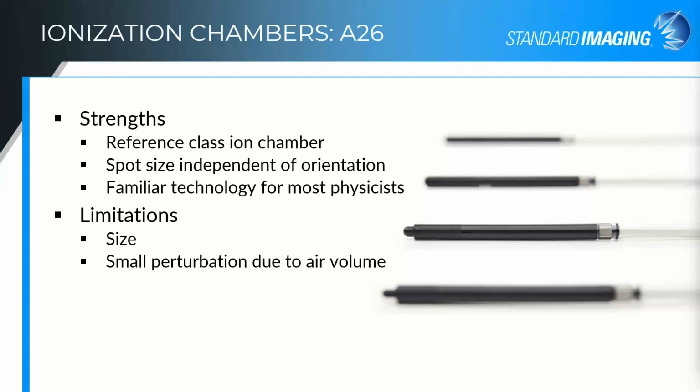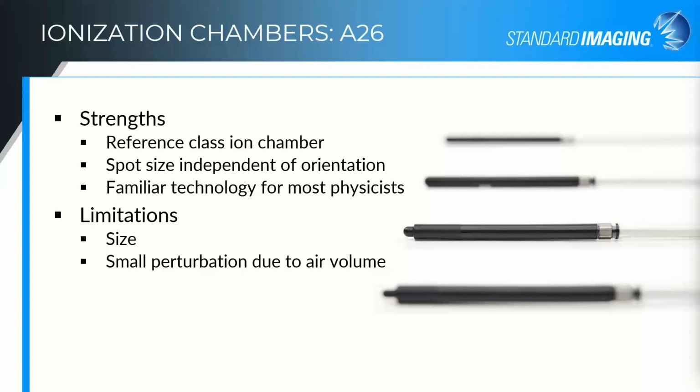The spot size is independent of the orientation of the chamber, so you don't have to worry if you're scanning along the axis of the chamber versus the other direction. You don't have that elongation that a lot of the smaller chambers have. And it's a familiar technology for most physicists. We're very comfortable working with ion chambers. It's something that we've been doing ever since we got into the field way back in, I won't say when. And it's something that we understand how to troubleshoot as well, which is important when you're looking at making sure that your results make sense.